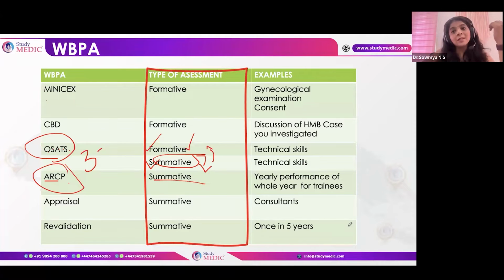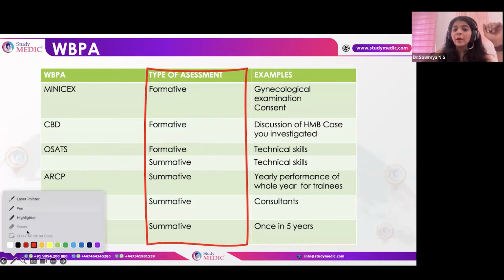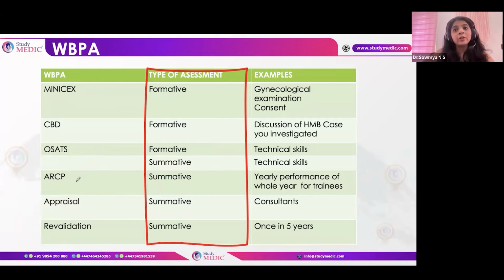So this is all for the trainees. Once you become a consultant, is it a must that you need to be showing your assessments, or making sure that you are still doing the best of jobs? That is the reason for appraisals. Consultants go through yearly appraisals, which are summative.